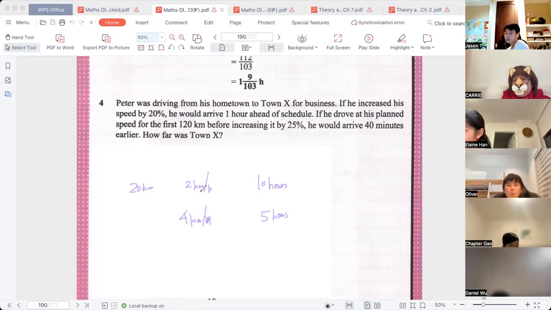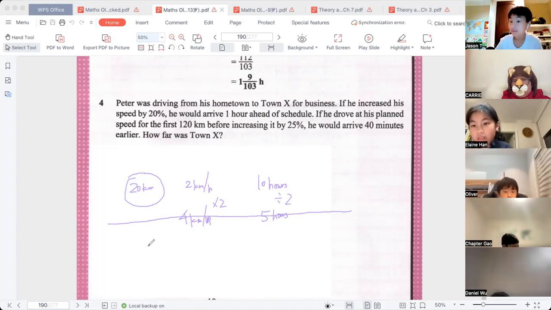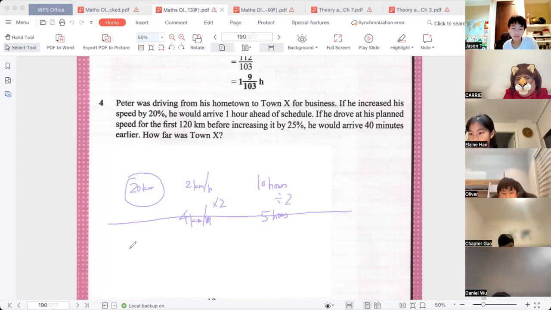Get it? So the speed times 2, and the time divided by 2, because the distance is the same. Correct? So if Peter goes from his hometown to town X, the distance can never be changed. 好，你不能说今天我到 town X 是100公里，明天变120公里。这个 town X 又不是 moving 的，对不对？It's not moving. So we don't know the distance, but we know the distance is always the same.